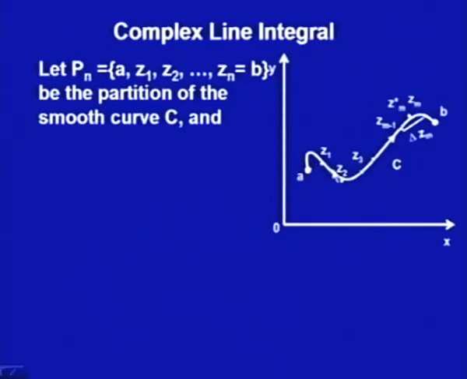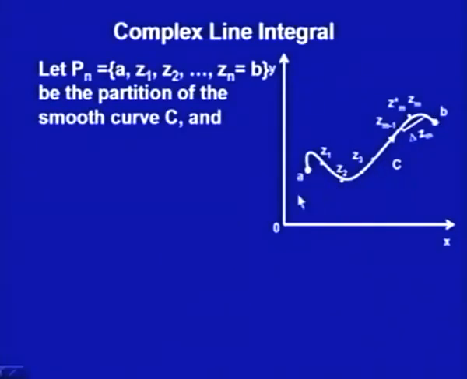We take in this manner such that whatever the parameterization t I am having, Z0 we say is Z of t0, Z1 we would say Z of t1, and so on, Zm we would say Z of tm. These t0, t1, t2, tm, tn must be in order, that is t0 must be smaller than t1, t1 must be smaller than t2.